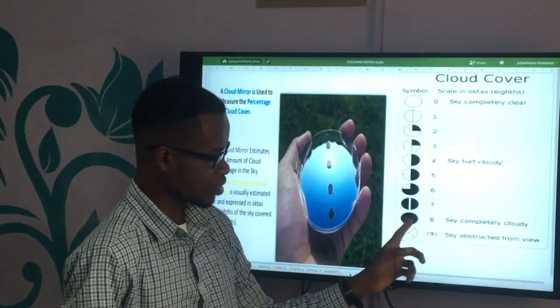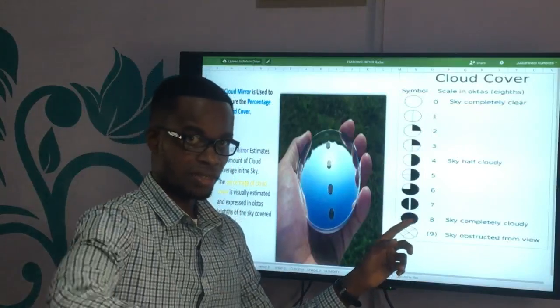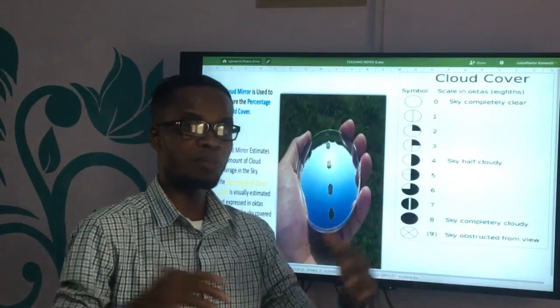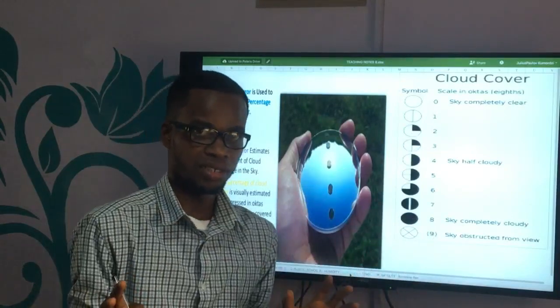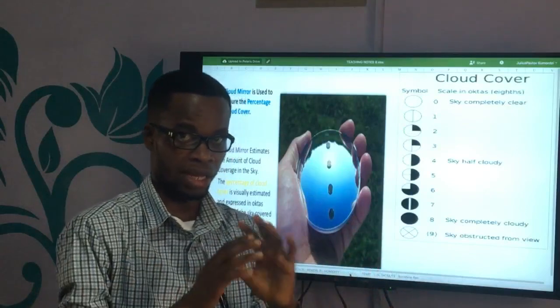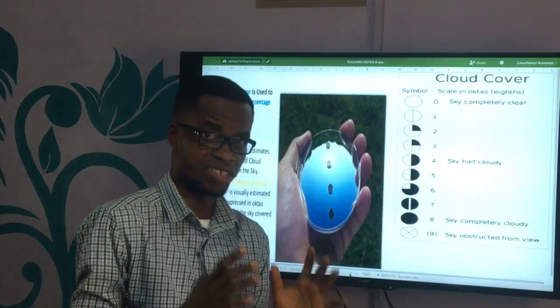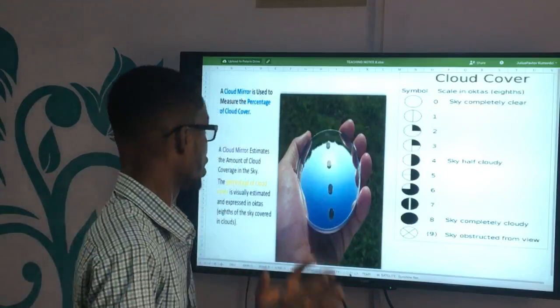So if you have the circle, the surface of the mirror, entirely covered, it means that the sky is completely cloudy, covered by cloud. That is how we read or determine the amount of cloud.